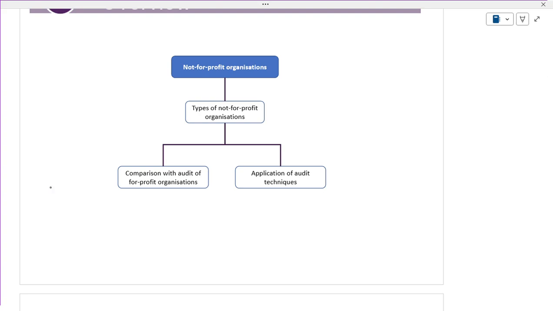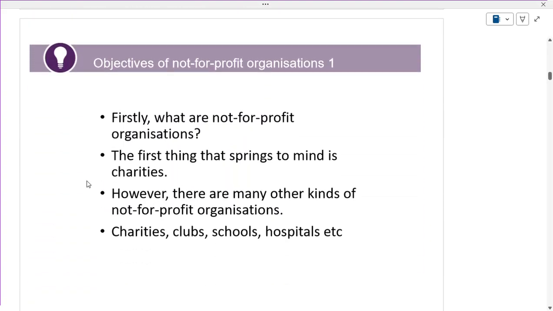We will cover the types of not-for-profit organization, the comparison with the audit of a for-profit organization, and what application techniques are there. Once this is over, around 8:15, I will do one question from the question bank, inshallah.